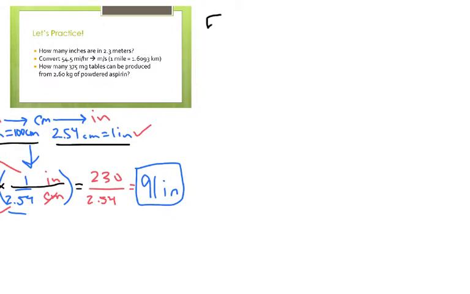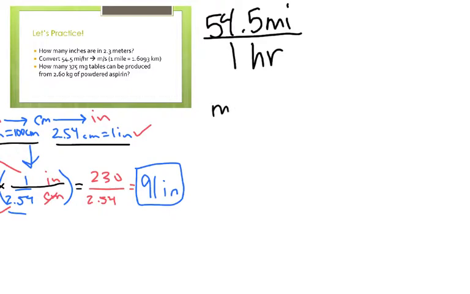Now this is an example where I have what's called a double unit or a derived unit. So I have 54.5, the miles goes on top, and then the hours goes on the bottom. When we say per hour, it's assumed to be 1 hour. All right, so we have two units going on here. We have miles per hour, and we want to convert it to meters per second. So we need to convert the top unit and the bottom.